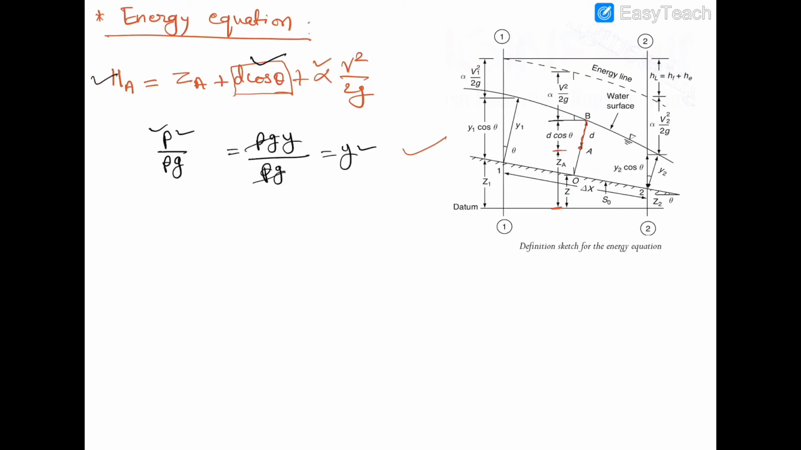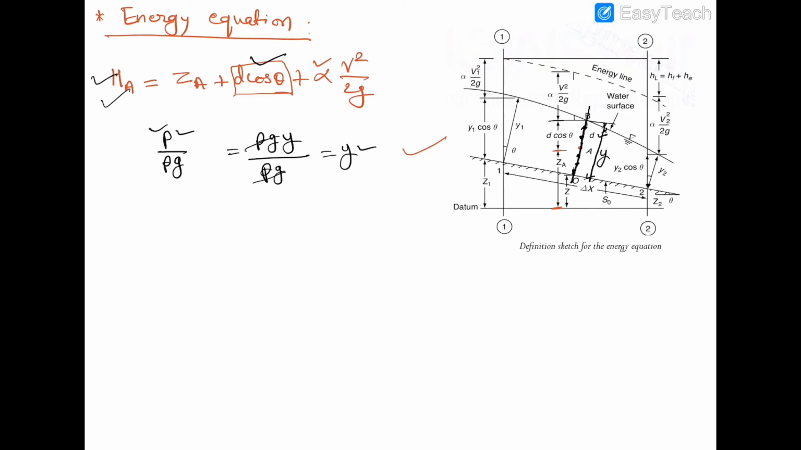This total energy is the same for all values of d from 0 to y. Suppose y is the total depth of flow, which is measured in a direction normal to the bed. So for all values of d from 0 to y, the energy will remain the same. Means at this section OAB, at any point if you find the total energy, that will remain the same.